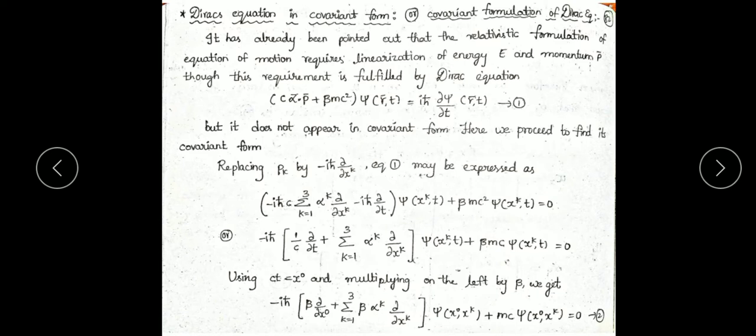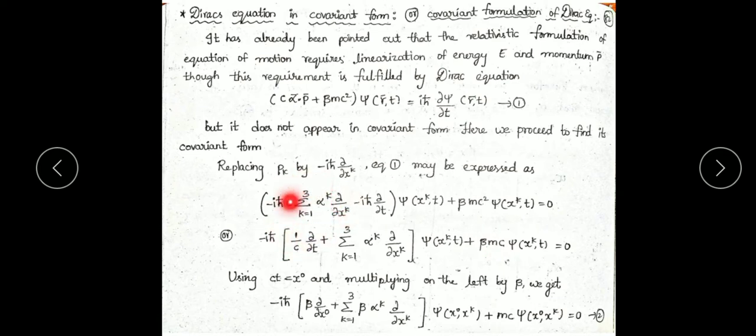Next, here they are taking minus iħ common in this part. Even c also: you can see βmc² is there, but here it is βmc, so c has to be taken common. After taking c common from here, what would remain is βmc here, the c term.